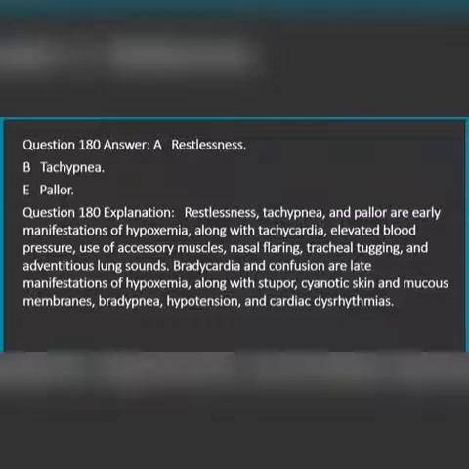Question 180. Explanation: Restlessness, tachypnea, and pallor are early manifestations of hypoxemia, along with tachycardia, elevated blood pressure, use of accessory muscles, nasal flaring, tracheal tugging, and adventitious lung sounds. Bradycardia and confusion are late manifestations of hypoxemia, along with stupor, cyanotic skin and mucous membranes, bradypnea, hypotension, and cardiac dysrhythmias.